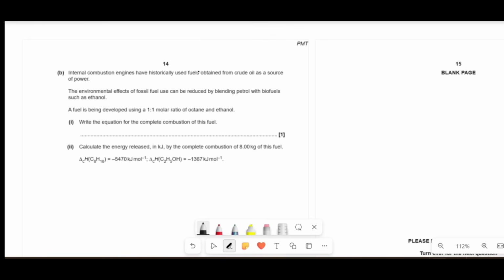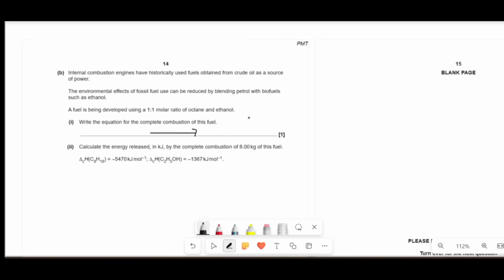So now it says internal combustion engines have historically used fuels obtained from crude oil as a source of power. The environmental effects of fossil fuels can be reduced by blending petrol with biofuels such as ethanol. A fuel being developed is using a 1-to-1 molar ratio of octane and ethanol. Write an equation to show the complete combustion of this fuel. Again, it's told you in the question everything. So write down what you know straight away whenever you're writing an equation.